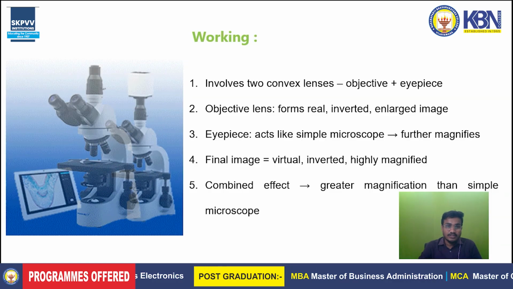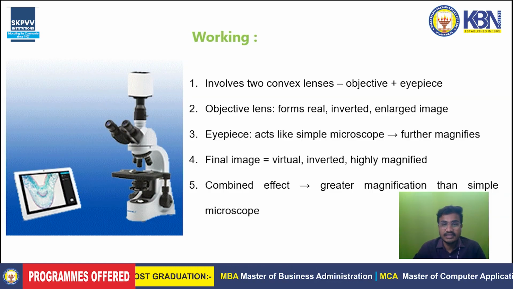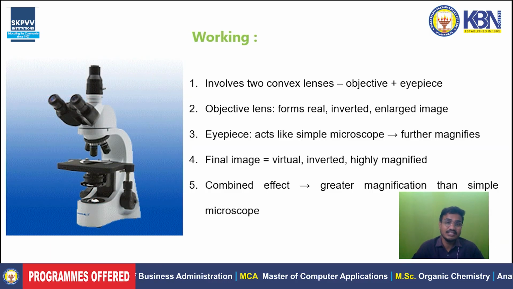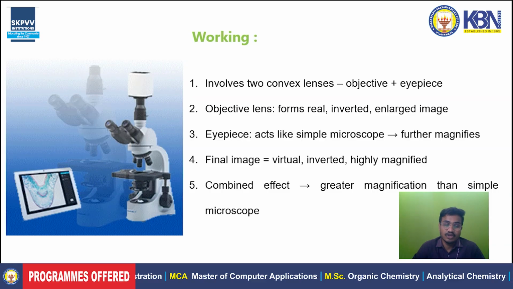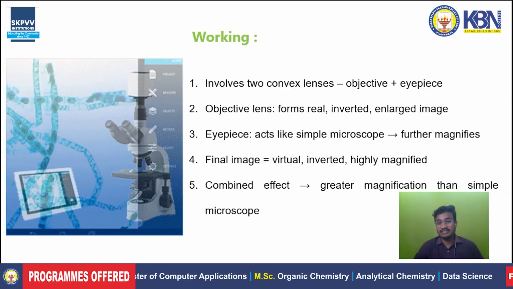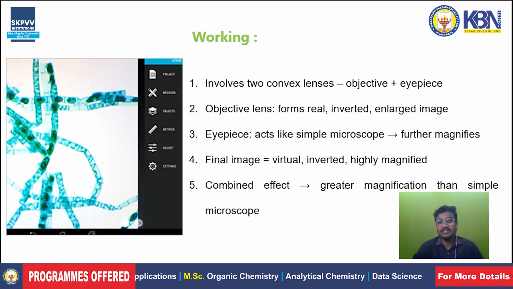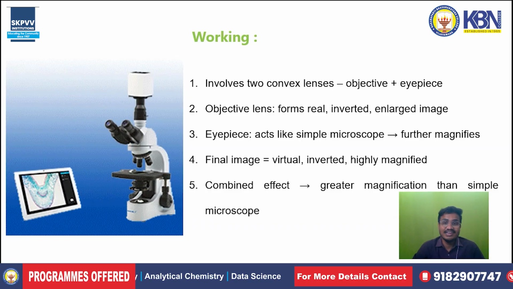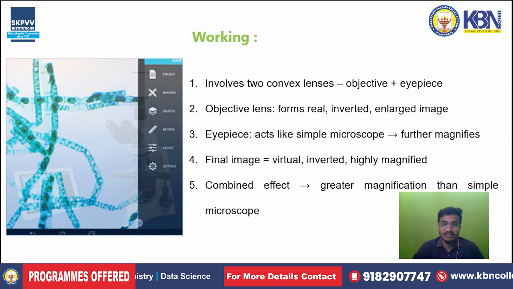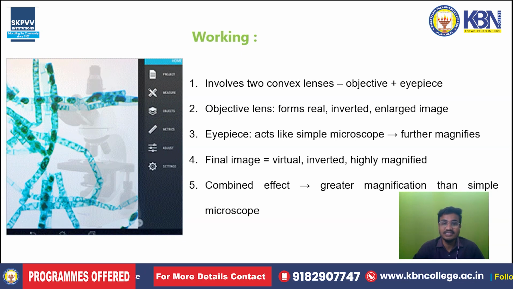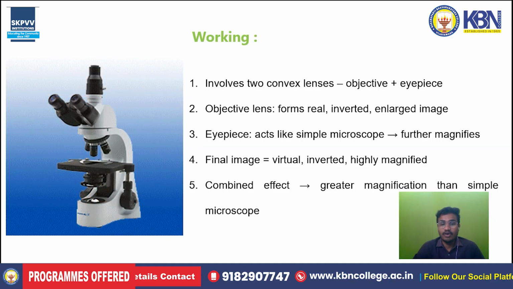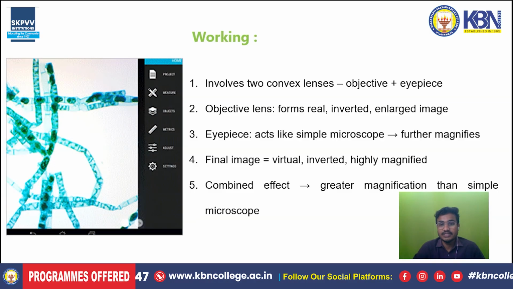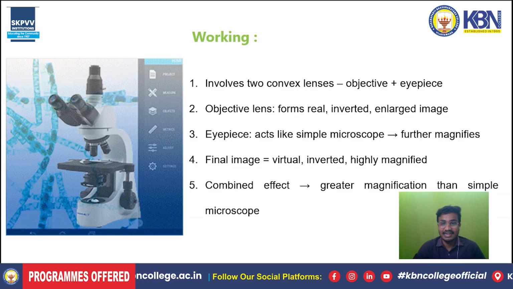Then coming to the compound microscope, it involves, as I said, two convex lenses. In a simple microscope, we have only one convex lens, whereas in the compound microscope, we have two convex lenses. The two convex lenses are the objective lens and the eyepiece lens. The objective lens will form a real, inverted and enlarged image. First of all, the light will fall on the objective lens, and the objective lens will direct the light onto the specimen. Then what we are able to see from the specimen is the real, inverted and enlarged image.